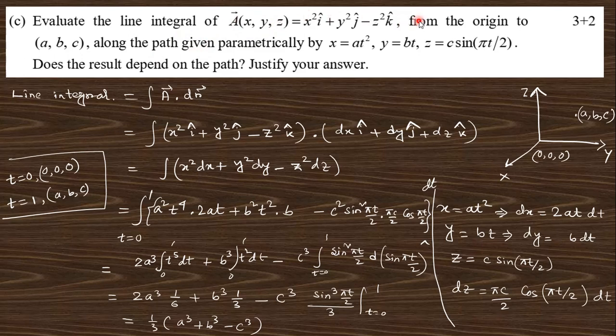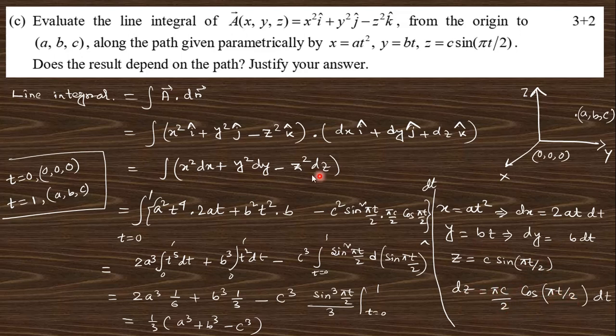Evaluate this integral from the origin to the point (a, b, c) along the path given by the parametric equations x equals a t squared, y equals b t, and z equals c sin(pi t by 2). Does the result depend on the path? The next one: this line integral A dot dr, A is given here, and dr is i dx plus j dy plus k dz. If you dot this through, you will get x squared dx, y squared dy, and z squared dz, right? Now if you put x, y, z in terms of t, x equals a t squared, so dx equals 2a t dt, y equals b t, so dy equals b dt, and z equals c sin(pi t by 2), so dz equals pi c by 2 cos(pi t by 2) dt.